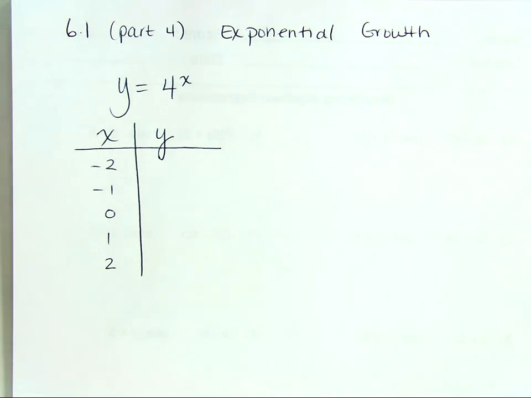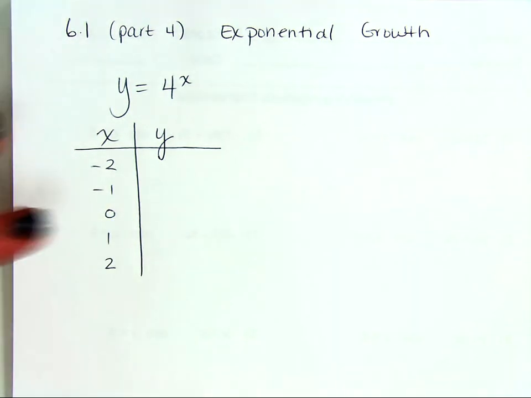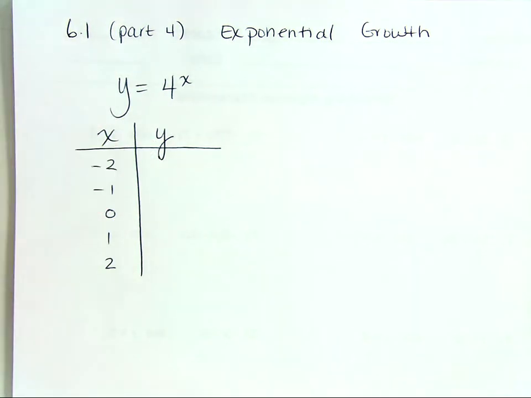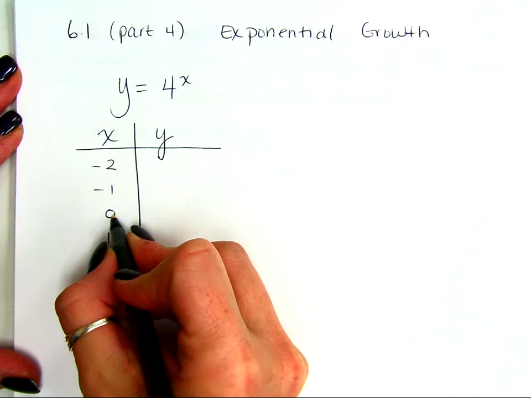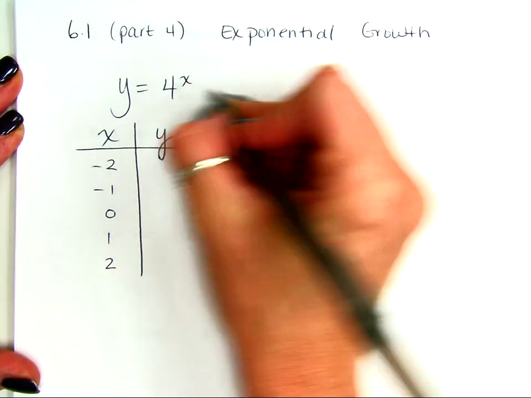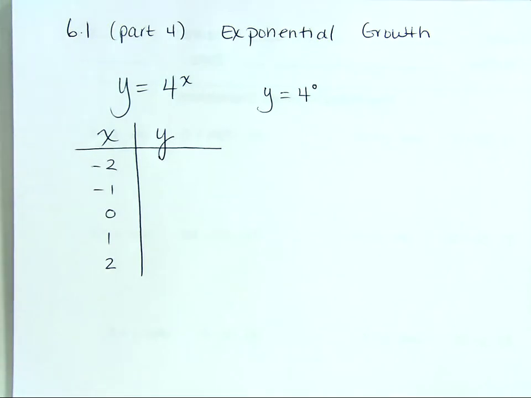The other thing that I want to let you know is the easiest place to start is with your 0. All right? So let's ignore these negatives for a minute and let's start with 0. So I literally just make this my x and I put it in here, which means y equals 4 to the 0. This is something that we may or may not have seen before. We are going to see it.